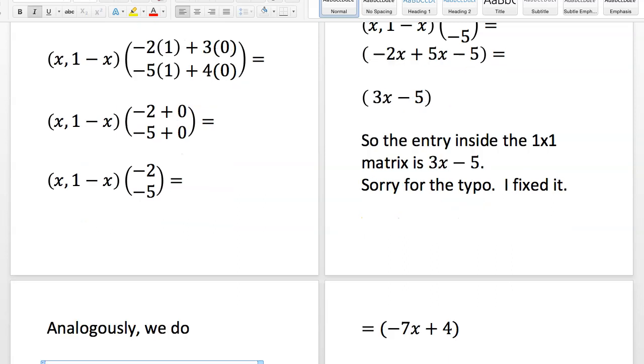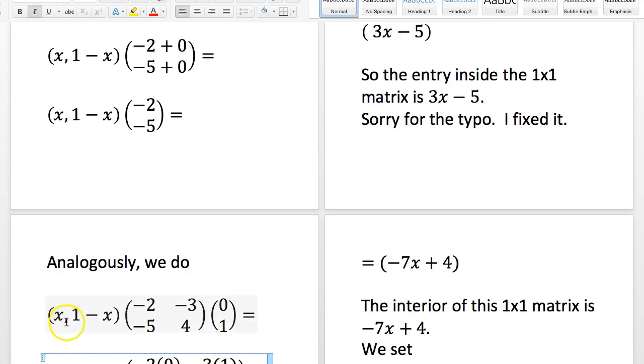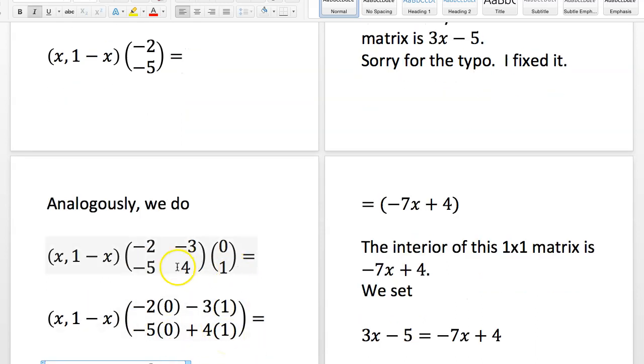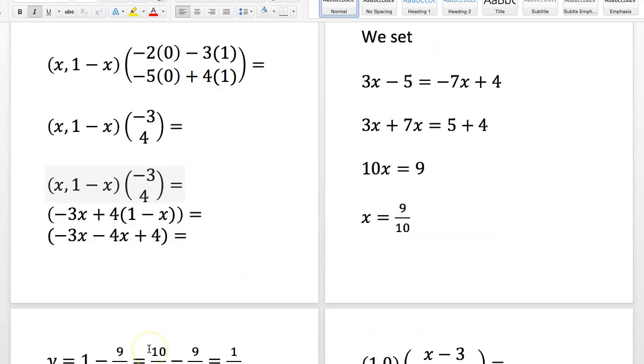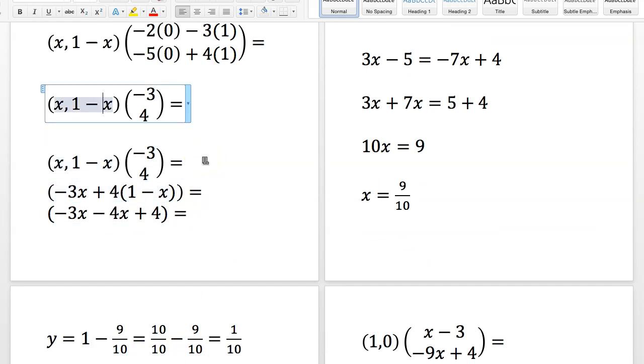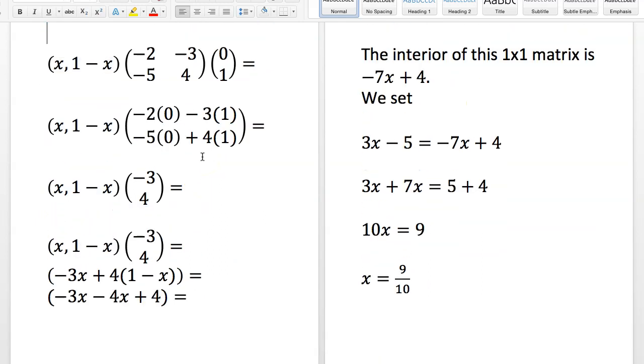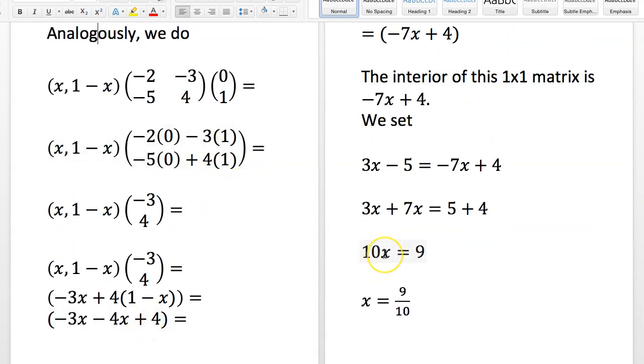Now, analogously, we do x, 1 minus x, and then neg 2, neg 3, neg 5, 4, going down 0, 1. Now, I take advantage of associativity, and I do the same old 1, 2, 1, 2, and I go through the motions. Let me stay still a minute where you can see the stuff, so you can hit pause and write all this down.